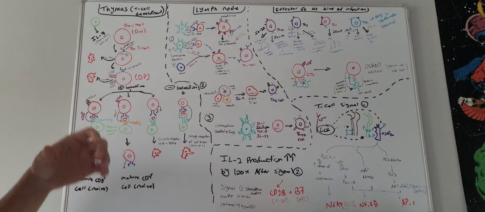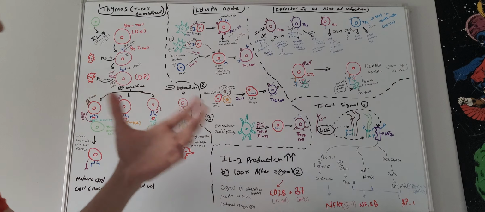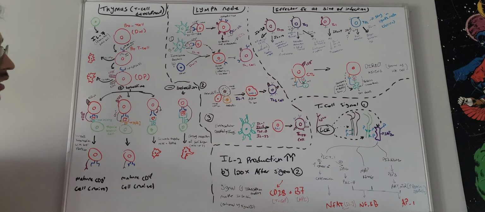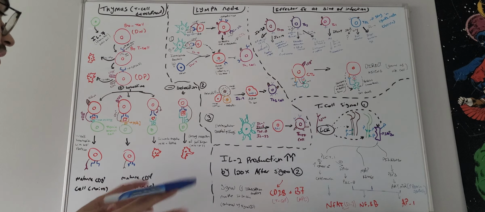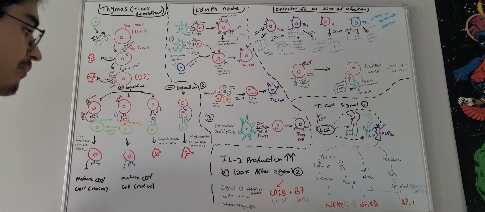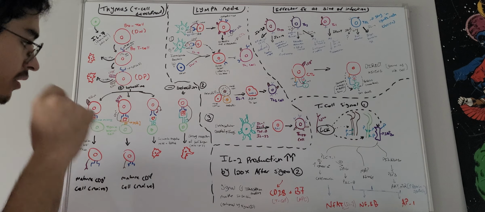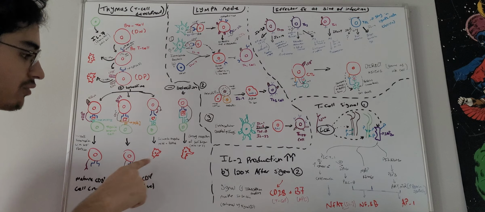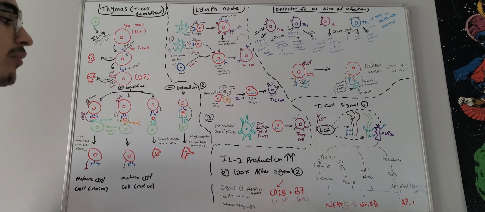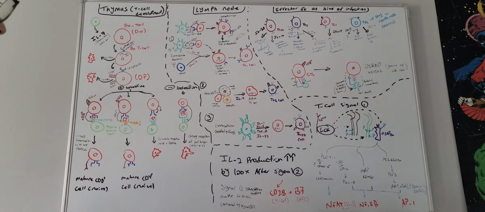Why? Because this could lead to a possible autoreactive T cell, and we don't want this, so we get rid of it immediately. Another thing that can happen with positive selection is if you have a failure to recognize an MHC and the peptide, then you will also go through apoptosis.